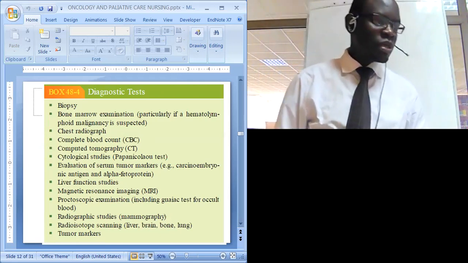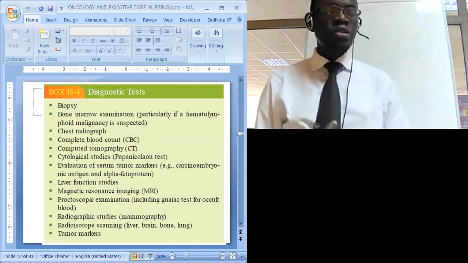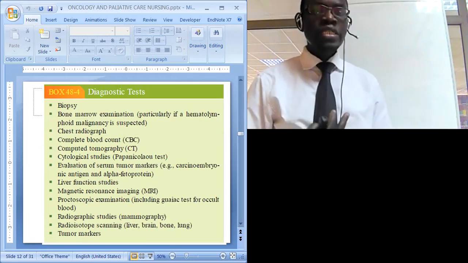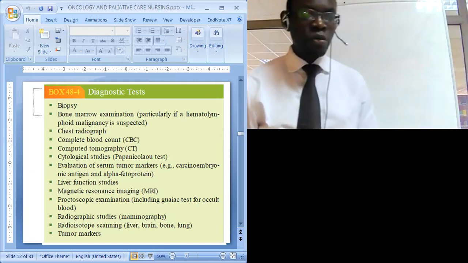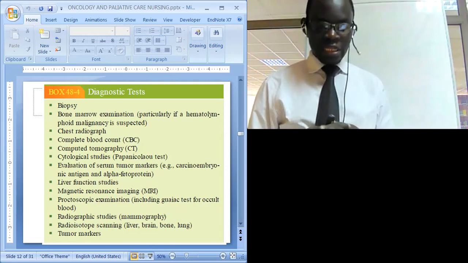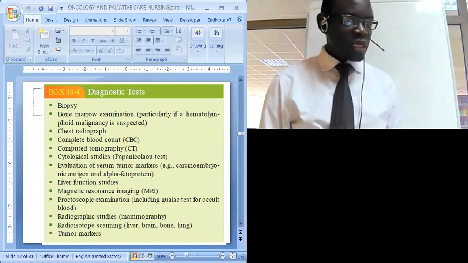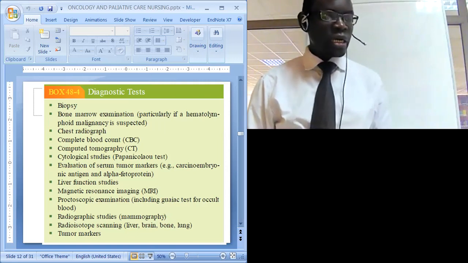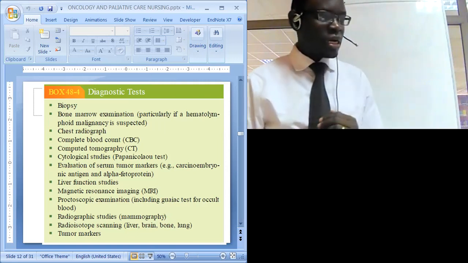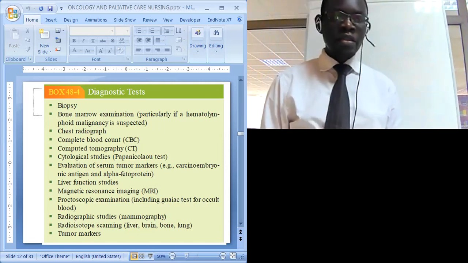We can do a CBC, complete blood count, to detect for any signs of anemia. We can do a CT scan. Now, a CT scan helps to even show us how far the cancer has progressed or has moved. We can do cytological studies, pap smears, tumor markers, liver function tests, MRI, among others.